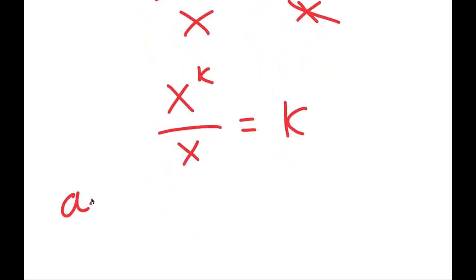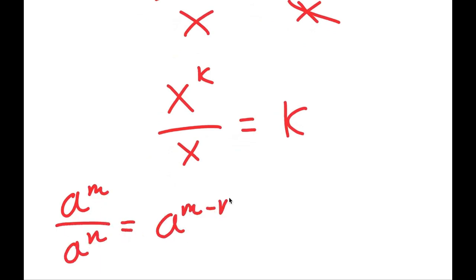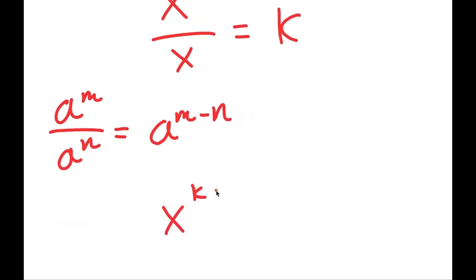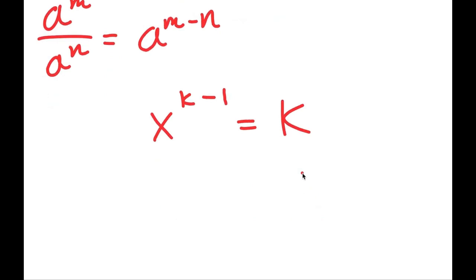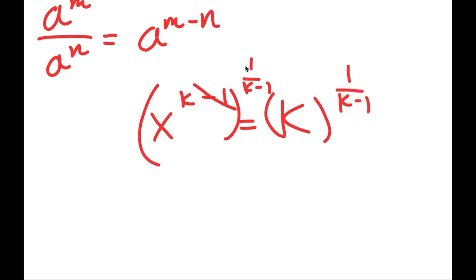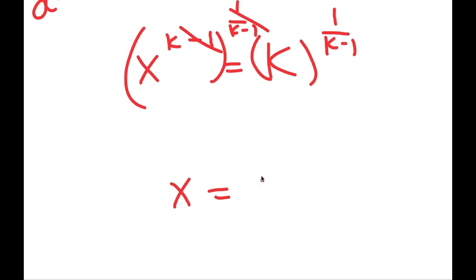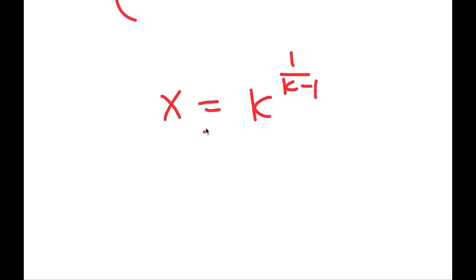Now, if I have something in the form a to the power of m over a to the power of n, this is equal to a to the power of m minus n. So this turns into x to the power of k minus 1 is equal to k. And now if I take the power of 1 over k minus 1 on both sides, these two cancel out, and I get x is equal to k to the power of 1 over k minus 1. So this is the value of x.